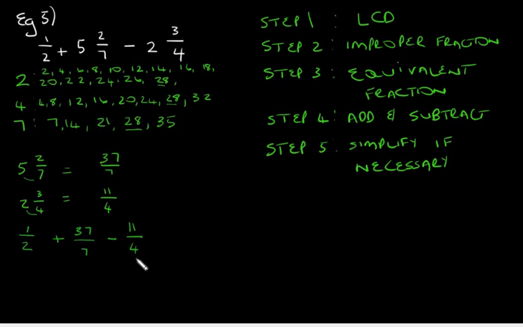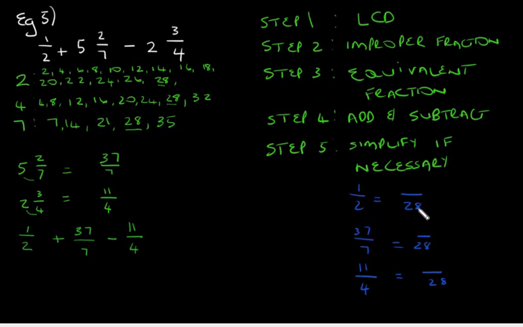Why did we do this? We did this because when we convert to equivalent fractions now, it's easier when the fractions are in improper form. So we need to convert a half, 37 over 7, and 11 over 4 to equivalent fractions now. So can we do that? So let's do that conversion.